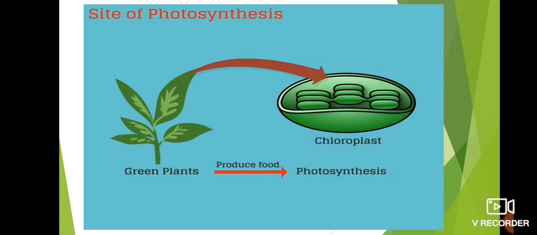Next, the site of photosynthesis. Photosynthesis occurs in chloroplast. Since chloroplast is present only in green plants, only green plants can produce food by photosynthesis. Green plants only contain chloroplast, not human beings, not animals. If we contained chloroplast, we could also prepare our own food. Is it? Green plants contain chloroplast. Inside the chloroplast, chlorophyll pigments are present, so it helps to produce food by the process of photosynthesis.